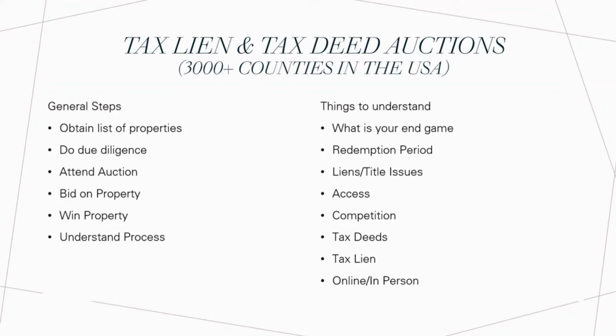Okay, so some general steps to approach this whole tax lien or tax deed investing process. Obviously you're going to obtain a list of properties. You're going to do your due diligence. Obviously you're going to attend the auction, bid on the property, win the property, understand the process. Now, one of the things you want to keep in mind is there's a lot of counties now that have gone online. Some counties you have to continue to attend in person, while other counties you can bid from the comfort of your own home. You're going to have to understand that specific county's process.